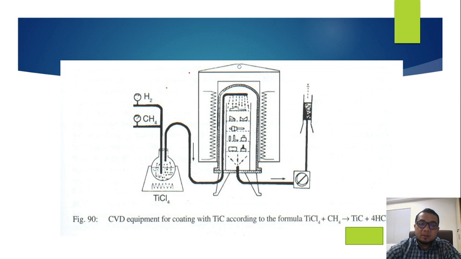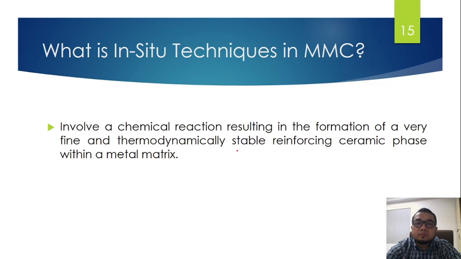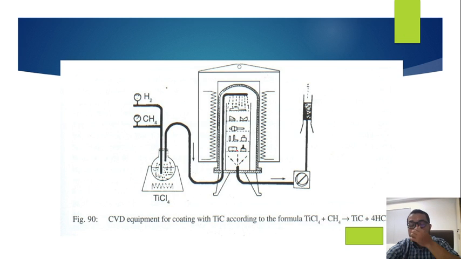So this is the schematic diagram for the CVD process. This is the TiCl4, and if we use chemicals, these are the chemicals that you use, H2 and CH4. It will transfer to the matrix. So this is the simple process, and it is rarely used, the technique CVD and also PVD.